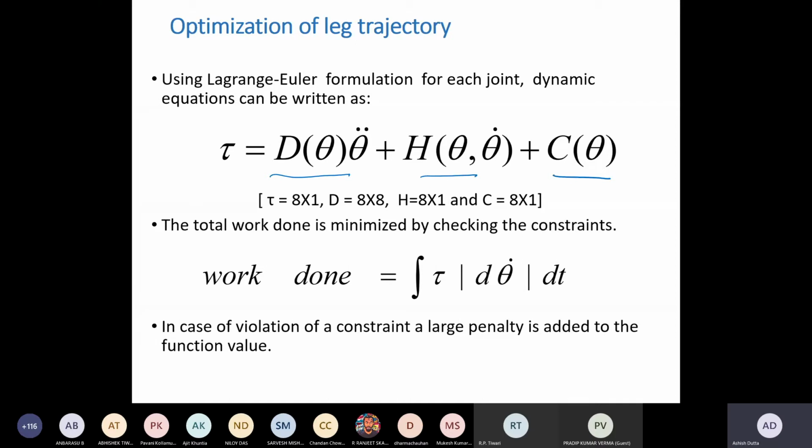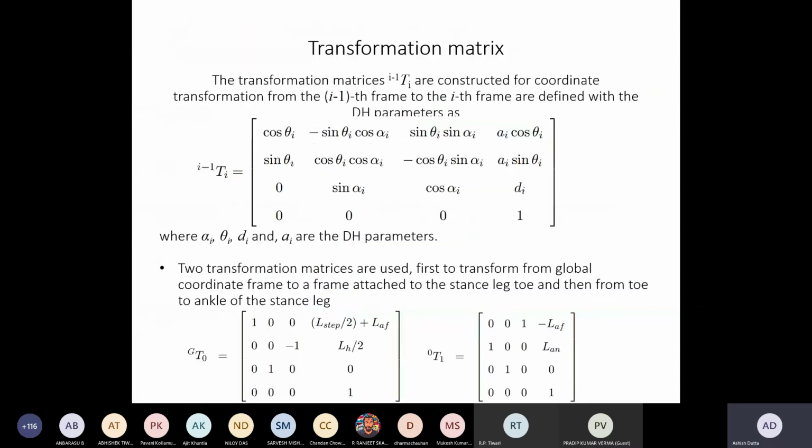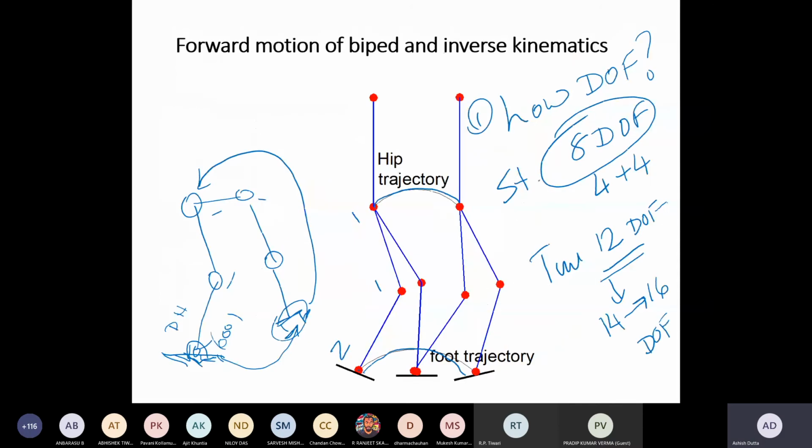Now the total work done is an integral, or actually a sum, of the torque times the velocity, d theta, times the time dt. So this is an integral, meaning torque times distance. Okay, so that is the work done. If I want to find the minimum energy trajectory, I can put different trajectories onto this figure. For each of these trajectories I'll find the work done, or the energy consumed. And whichever trajectory takes the least energy, I'll say that is the energy optimal trajectory.